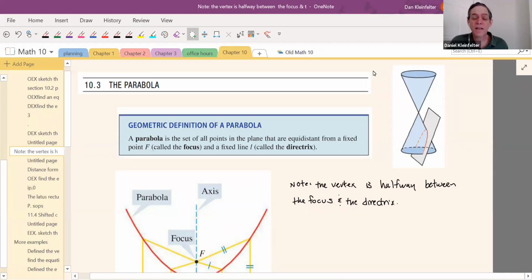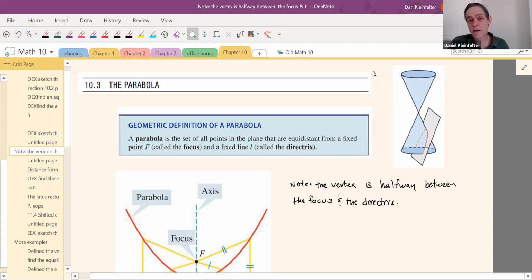Welcome back, everybody. In this video, we'll be working on the start of section 10.3, which is about our last conic section that we'll look at, the parabola. So the approach for this section is we'll take a look at just what the geometric definition of the parabola is. We'll come up with the equation of a parabola.